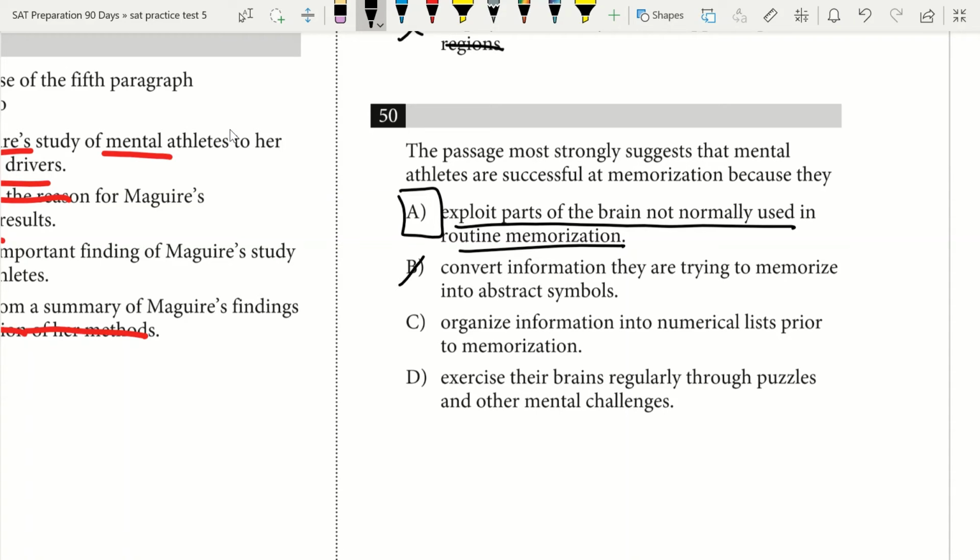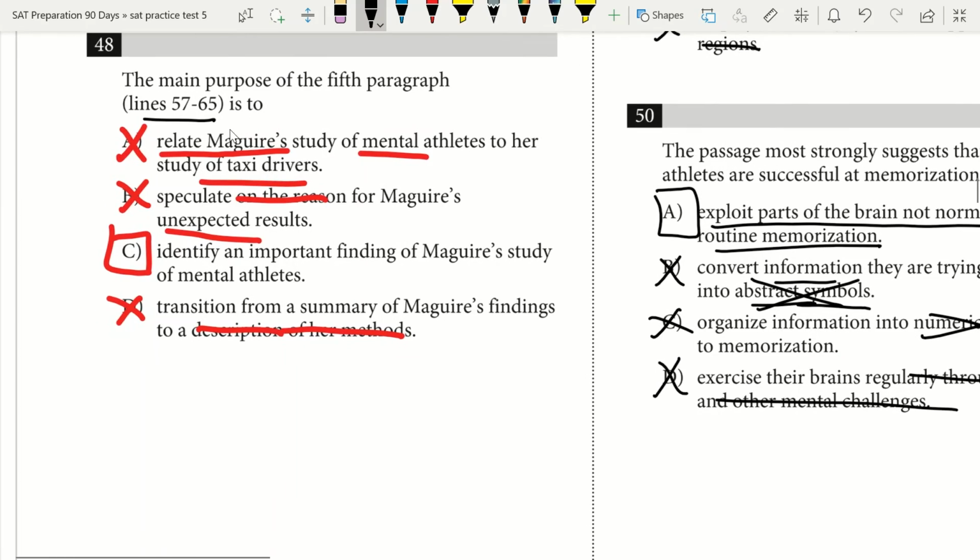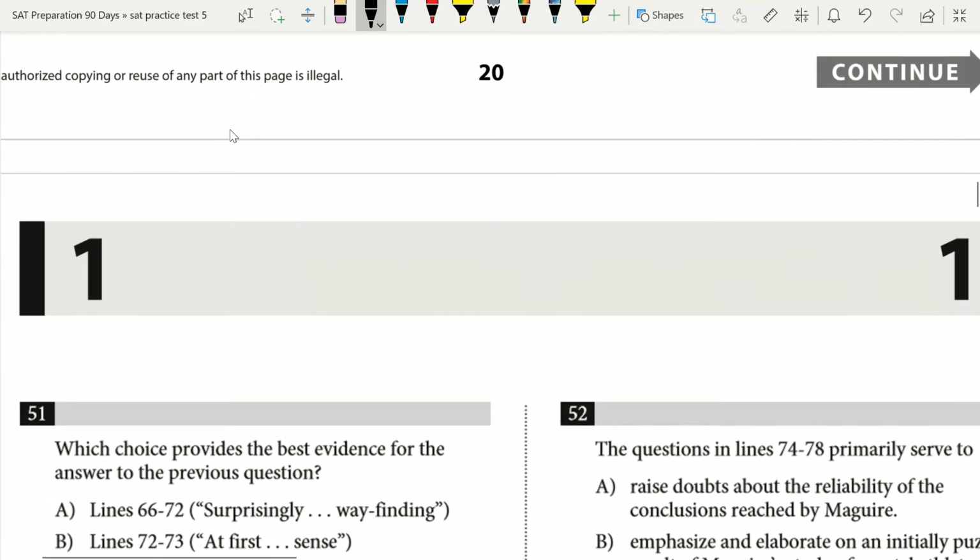So we have option B, convert information into abstract symbols. No, the symbols aren't abstract, they are images. C, organizing information into numerical lists. No, they're images. And then D, exercising brains regularly through puzzles and other mental challenges. That's not the big difference here. The big difference is they're using the part of the brain that most people don't, and that's the part of the brain that is involved in images.